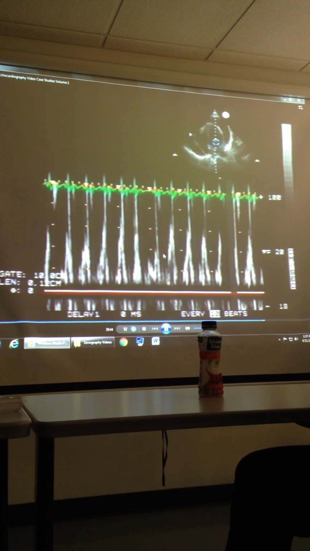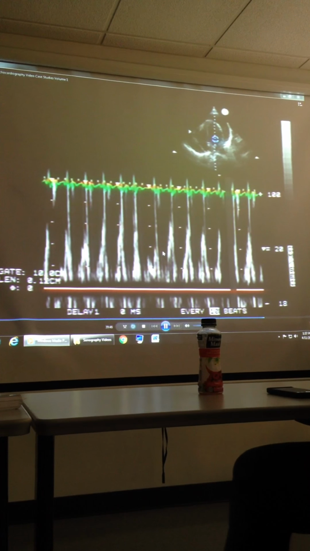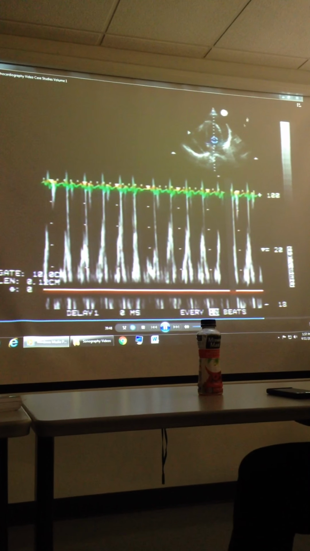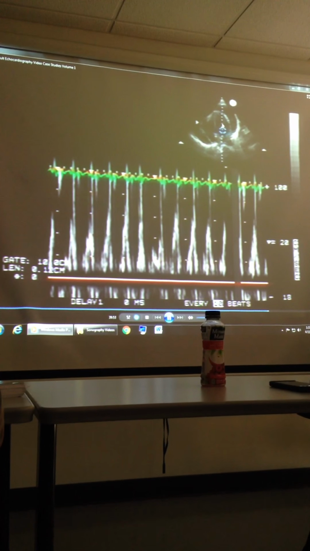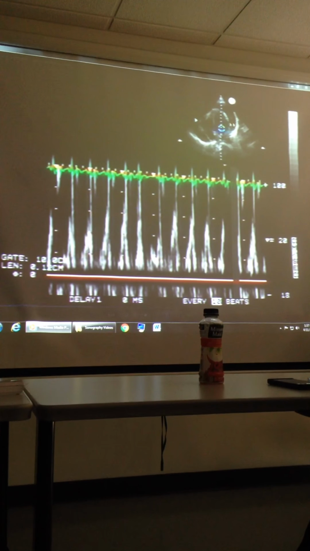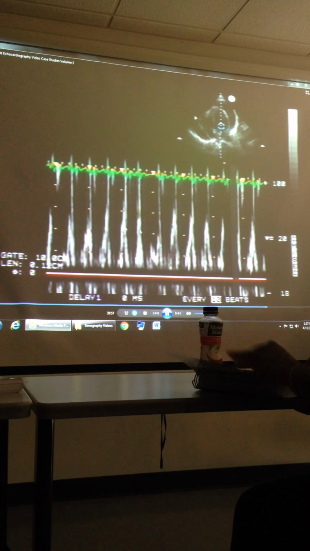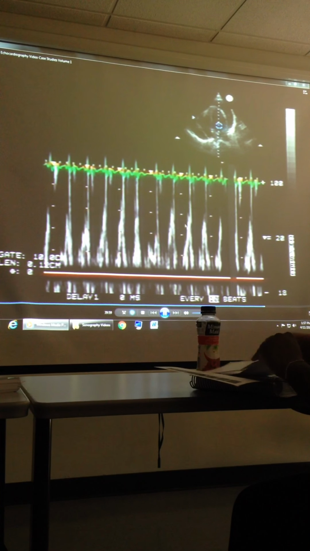This is the Doppler that is not showing respiratory variations. So we don't have constrictive pericarditis or tamponade. You don't see any respiratory variations. Okay?